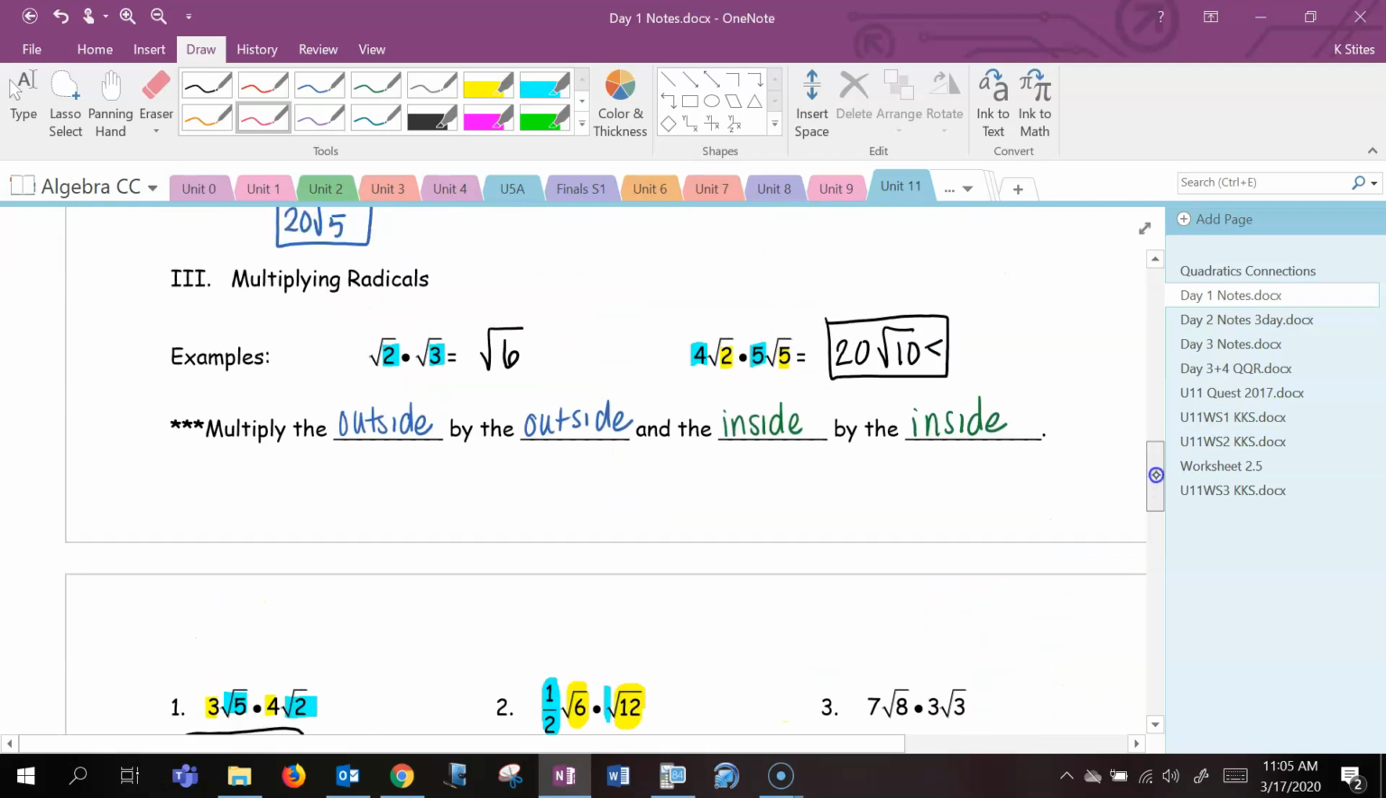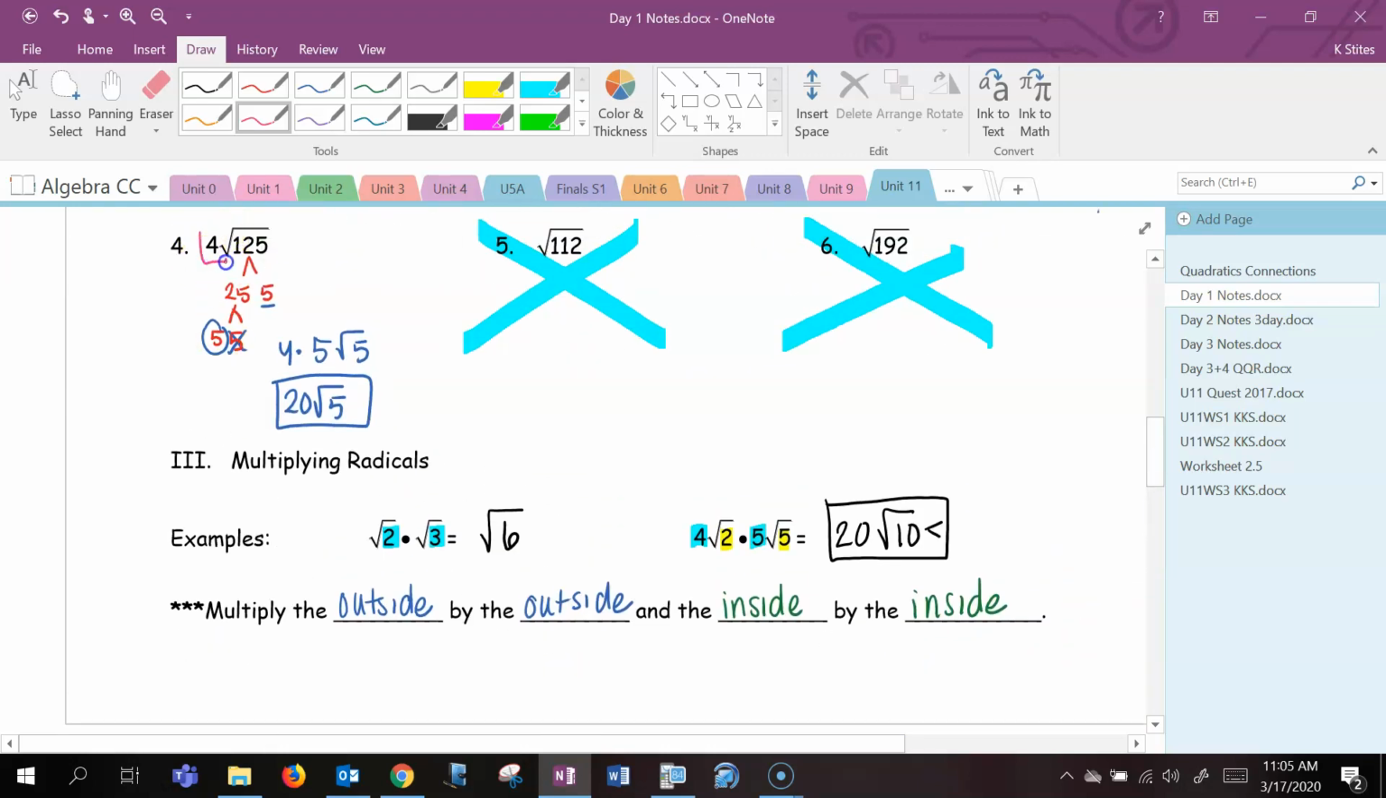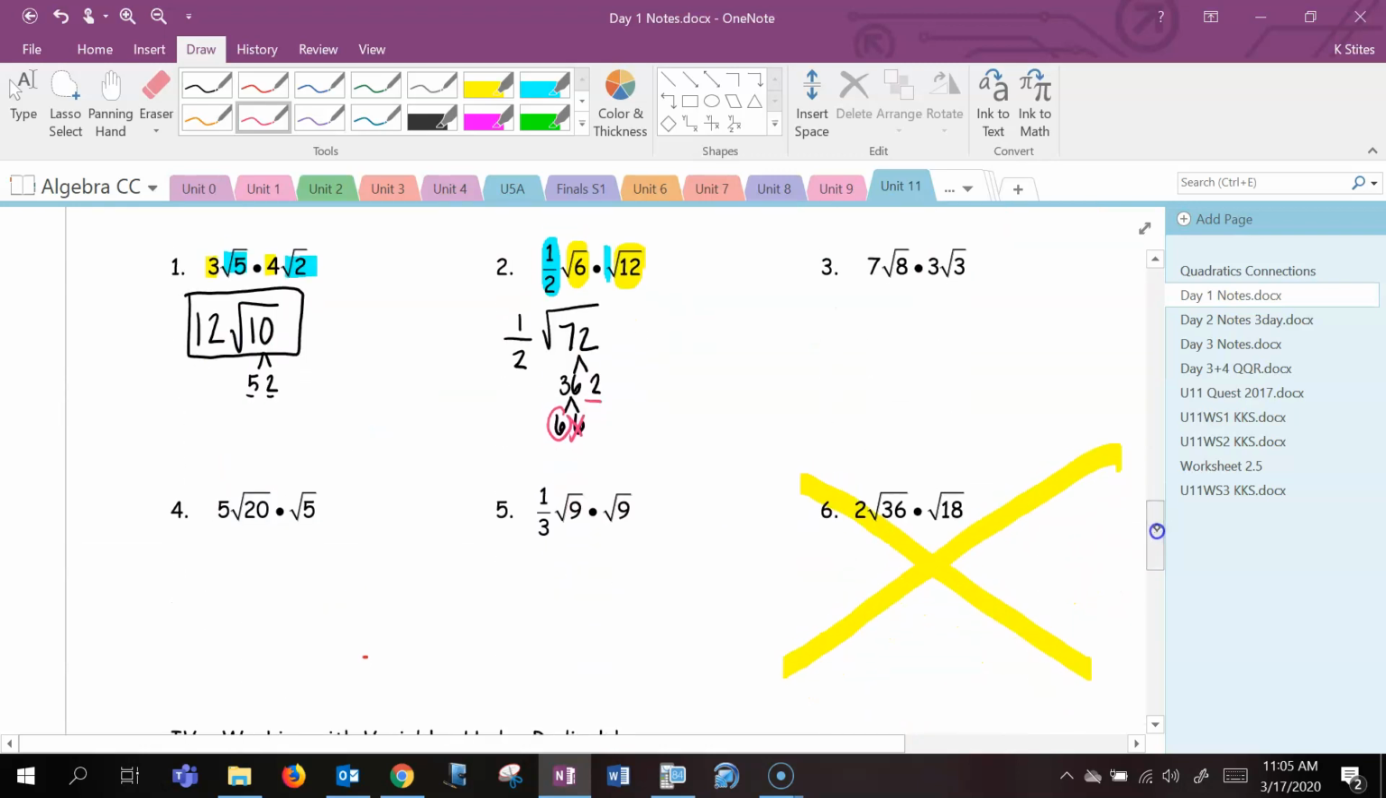So now be careful about what we talked about up here. Don't forget about that number up front. So it's not just 6 root 2. It's 6 root 2 times 1/2, and 1/2 times 6 is 3 root 2.